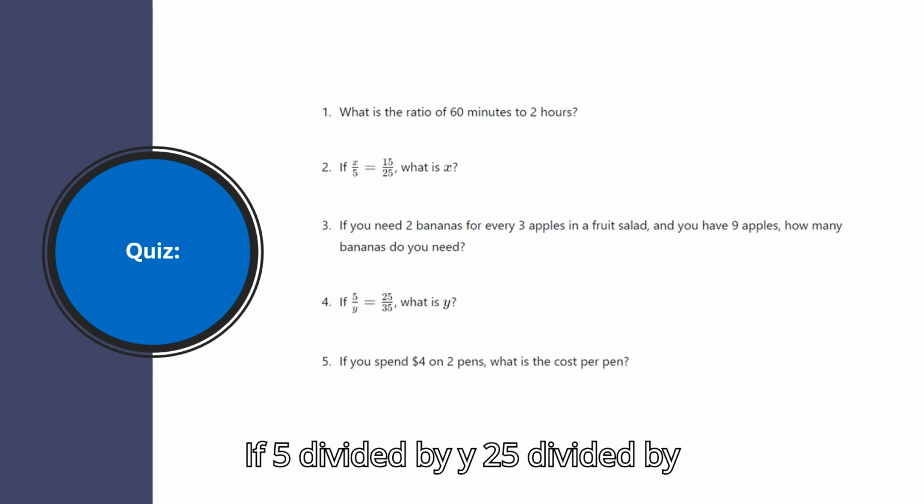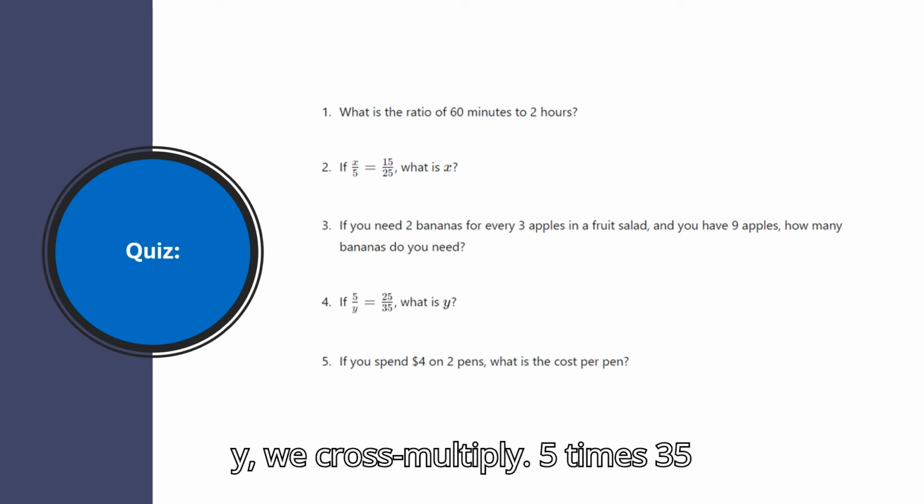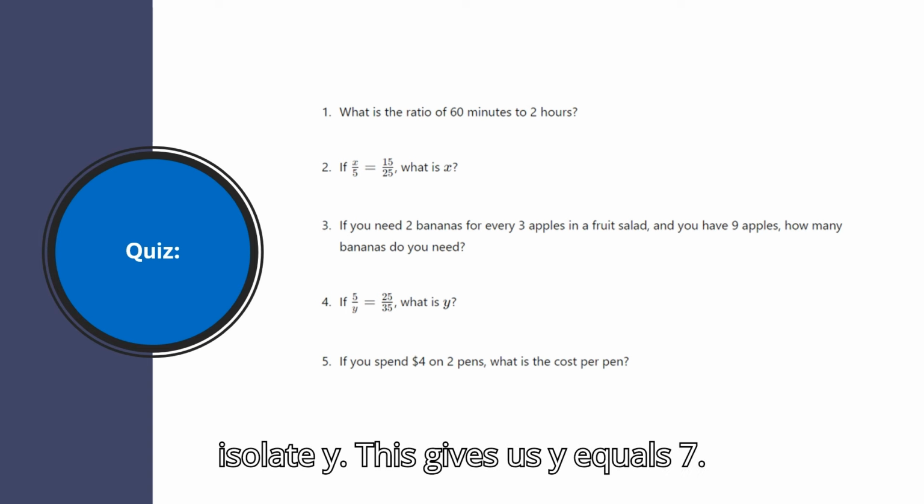4. If 5 divided by y equals 25 divided by 35, what is y? To solve for y, we cross-multiply. 5 times 35 equals 175, and y times 25 gives 25y. Now, divide 175 by 25 to isolate y. This gives us y equals 7.